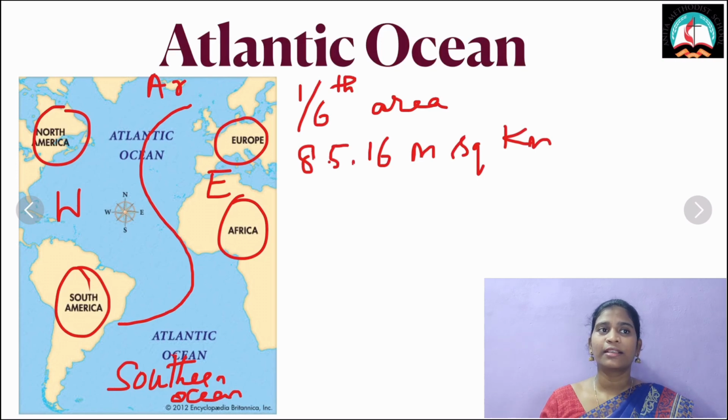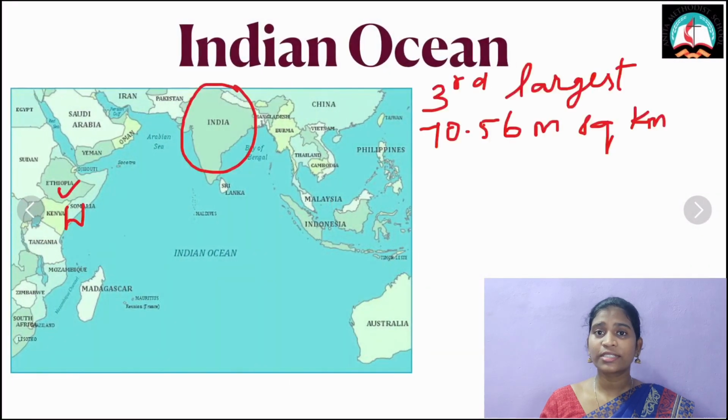And then the Indian Ocean. The Indian Ocean is the third largest ocean on Earth's surface. It covers an area of about 70.56 million square kilometers. It is named after India, as I told you already in the previous class. It is triangular in shape and bounded by Africa in the west, Asia in the north and Australia in the east. The Andaman and Nicobar Islands, Lakshadweep, Maldives, Sri Lanka, Mauritius and Reunion Islands are some of the islands located in the Indian Ocean.